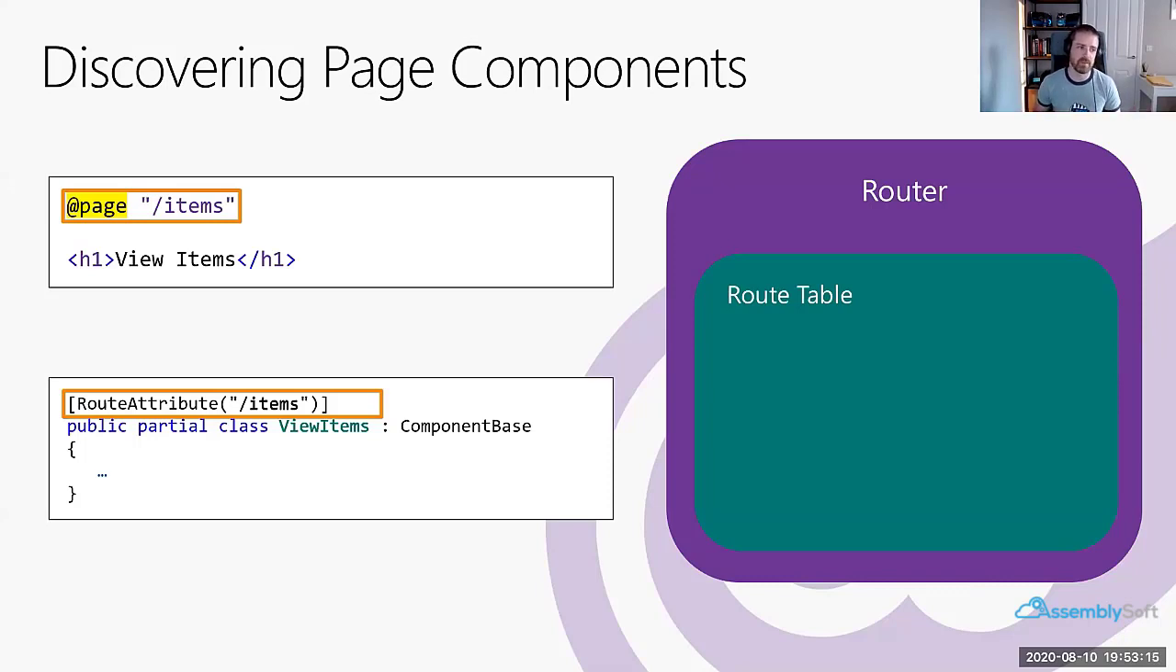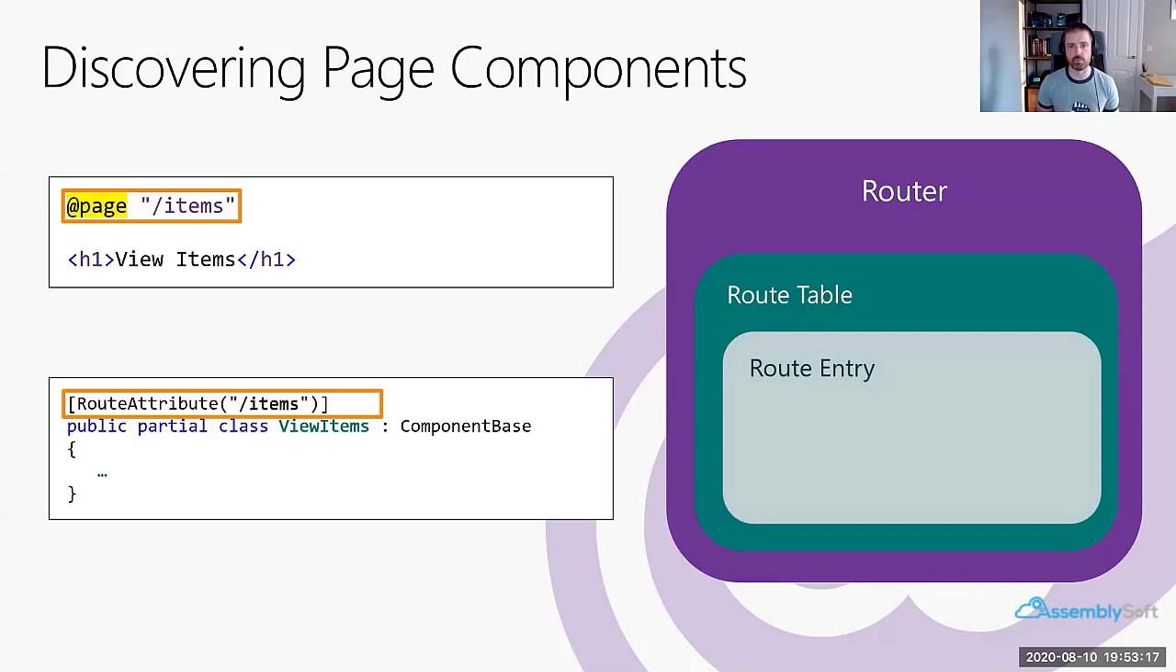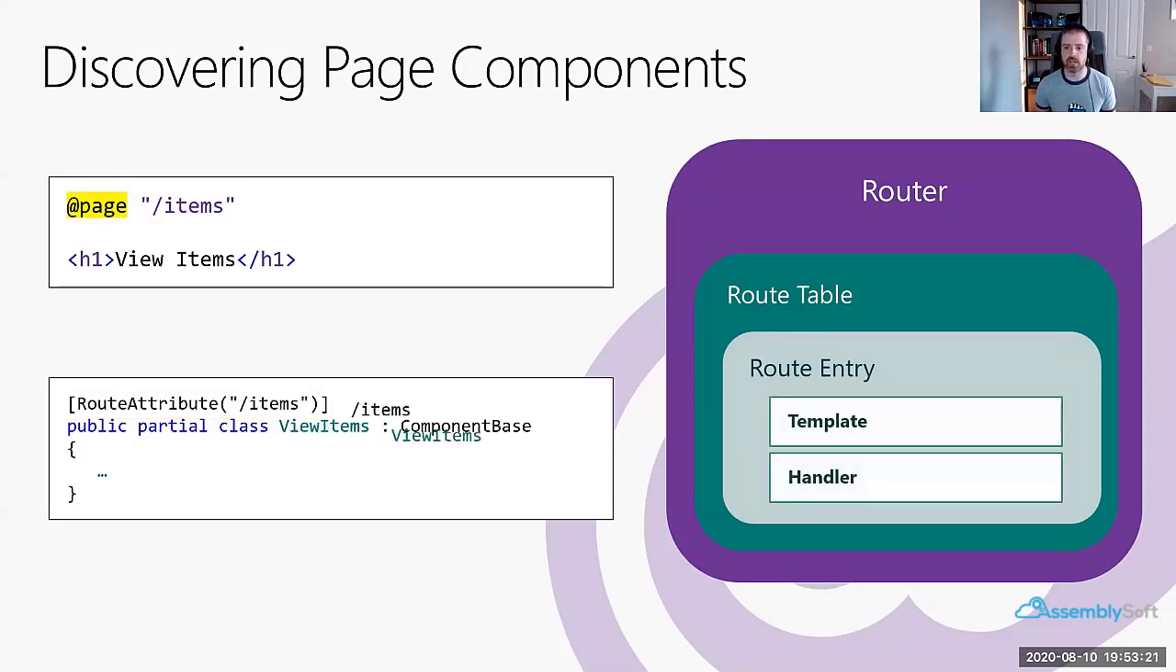It's going to record some information about it. It's going to record it in something called a route entry. So what it's going to do is take that meta information over there, and it's going to pull it over, and it's going to put it into a route entry. So there's going to be a template, which is obviously the route template that I mentioned a second ago. And then there's going to be something called a handler, and that's just the type of the component. Okay, so it's the type of that page component. So in this instance, it's a component called ViewItems.